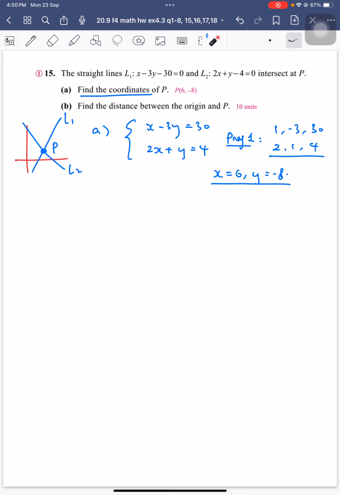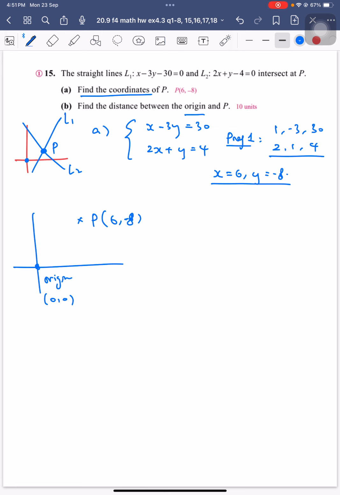For the second part, we need to find the distance between the origin and P. The origin is going to be this point. I'm going to draw it again. This point is going to be our origin, and the coordinates of the origin are 0, 0. And let's say this is our point P, 6, negative 8. No, it's not to scale. It's just an illustration. We're trying to find the distance here. The yellow highlighted part is going to be our distance to be found.